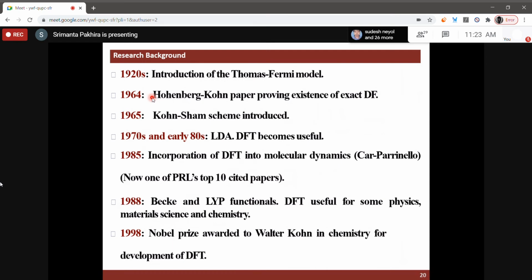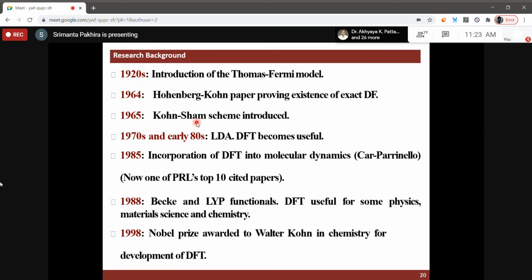In 1920s, the first theory came to the field, the Thomas-Fermi model, which was the introduction of that. Then after a long gap, almost 44 years later, Hohenberg and Kohn published a paper on the existence of the exact density functional. After that, in 1965, Kohn and Sham introduced a new scheme, called Kohn-Sham theory. I will teach Kohn-Sham theory today.